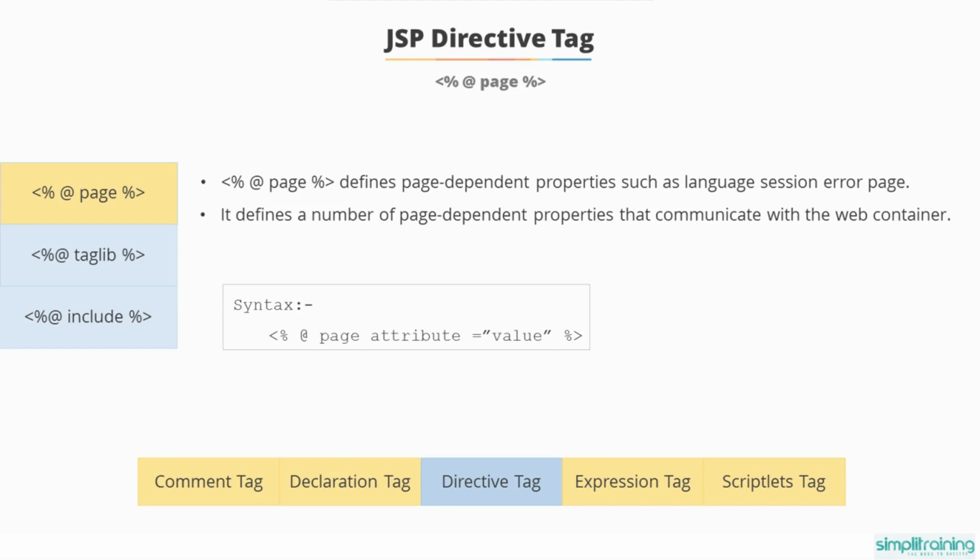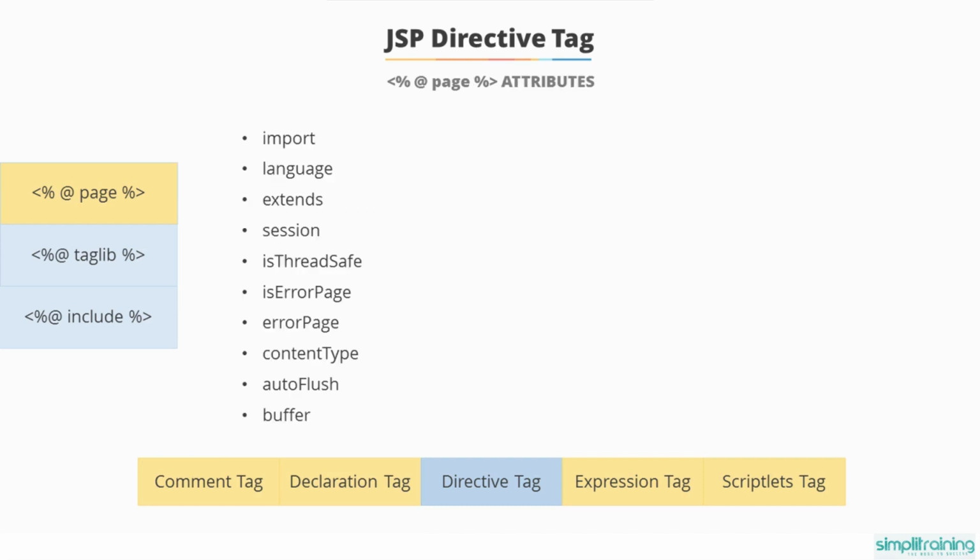The page directive defines page dependent properties such as language, session, error page. It defines a number of page dependent properties that communicate with the web container. We can use the following attributes: import, language, extends, session, error page, content type, buffer.